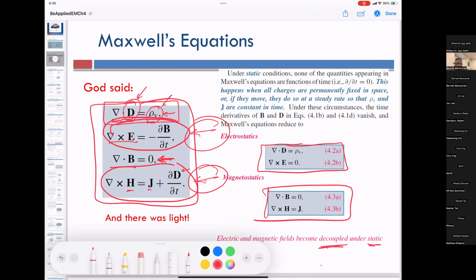Also remember that what caused electromagnetic waves was that the electric and magnetic fields were coupled with each other, and a changing electric field would give rise to a changing magnetic field and vice versa. So in the case when nothing changes with time, you don't get electromagnetic waves propagating in those conditions. You just have the electric field being the electric field and the magnetic field being the magnetic field.